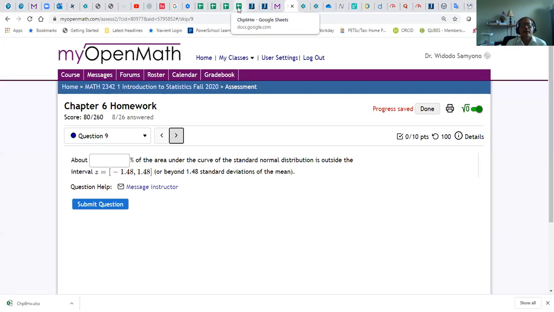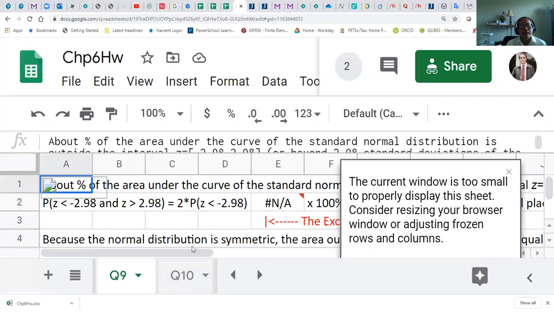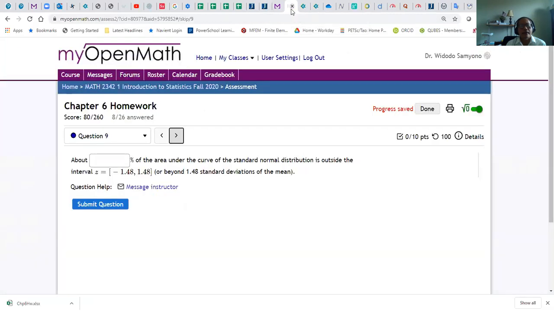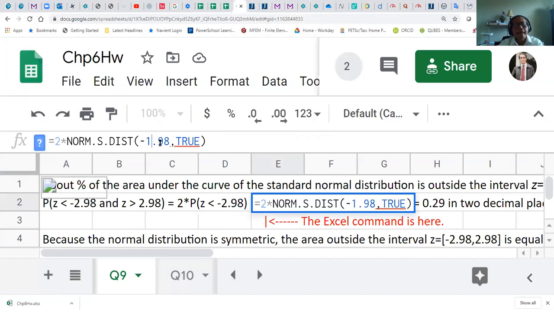So in the Excel, you just simply look for the area on the left of this, multiply by 2 and multiply by 100, right? Okay. You can see here, this is the formula already put here, okay? Negative 1.48, right? Negative 1. And then multiply by 2.